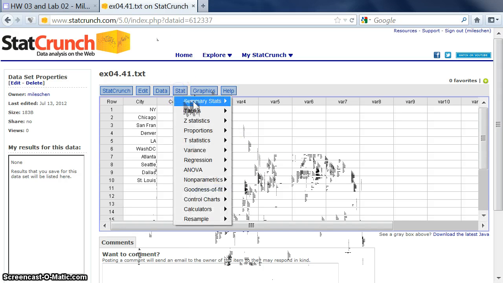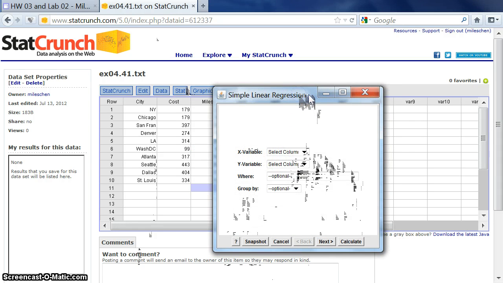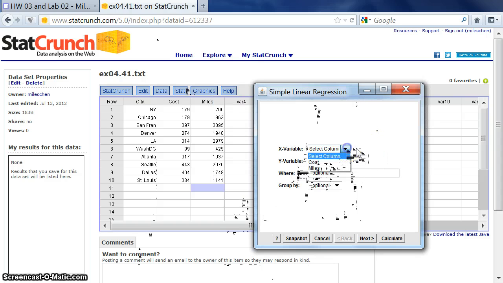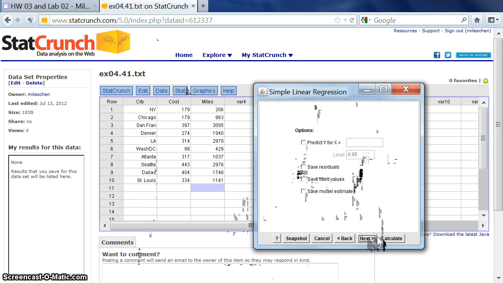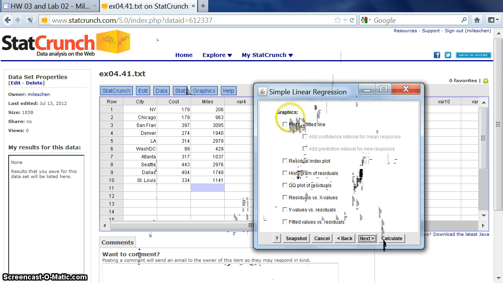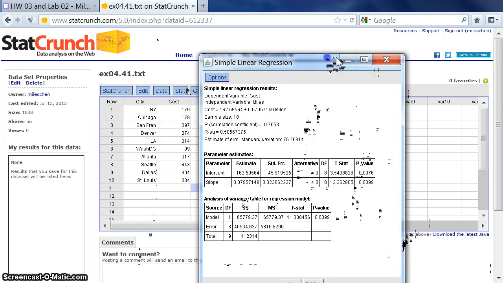So then to calculate the linear regression, we're going to look at our Stat menu, go to Regression, and do Simple Linear Regression. Okay, and here again, our x variable, we are going to plug in miles to make a prediction for cost. So miles is our predictor and cost is our response. You can leave all of these things at the default for now, and we are going to plot the fitted line right there. Leave the other ones blank, that's fine. And then we click Calculate, and this is our result.